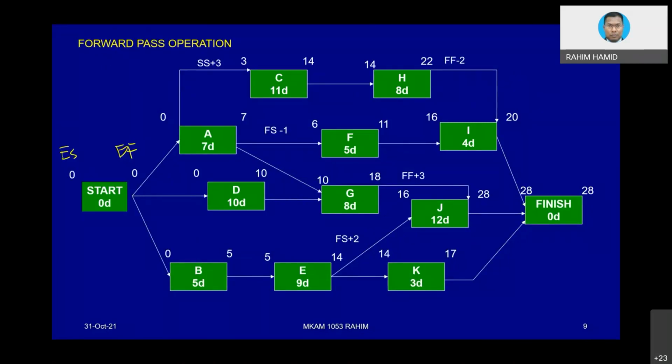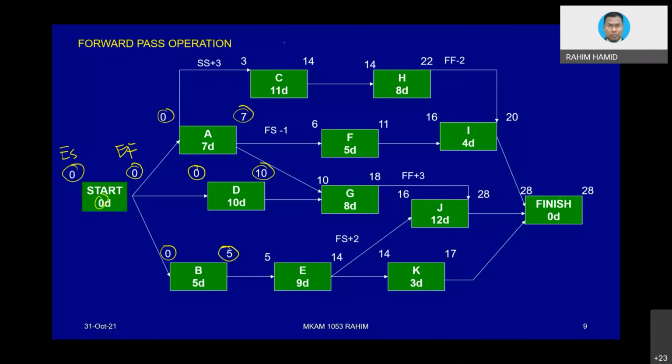Okay, so we start with 0. 0 plus 0, of course, equivalent to 0. Okay, so activities A, D, and B basically start at the same time. 0, 0, 0. Okay, there is a formality there. Now within the box of A, 0 plus 7 equivalent to 7. Very easy. For D, 0 plus 10 equivalent to 10. And then for B, 0 plus 5 equivalent to 5. Okay, now we go for C.